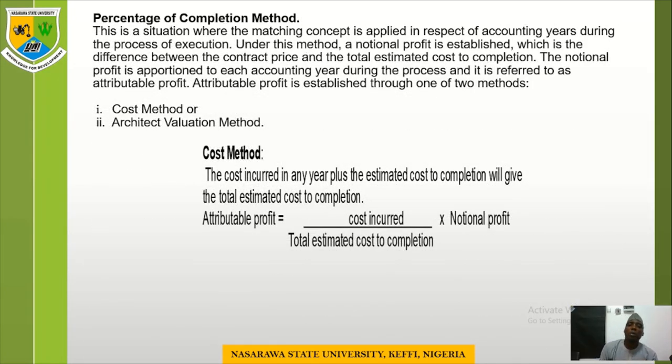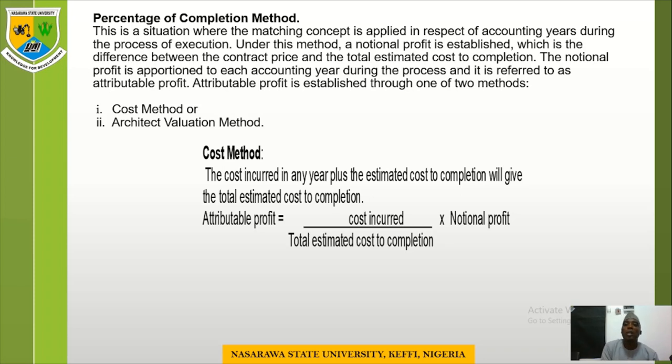Now, the second method of accounting for a construction contract is the percentage of completion method. Under this situation, the matching concept is applied in respect of accounting during the process of execution. You can see that in the first method, the matching concept is applied after the work has been completed. But on the percentage of completion method, income and expenses are normally accounted for during the process of execution. As the job is ongoing, you take note of it and determine your income.